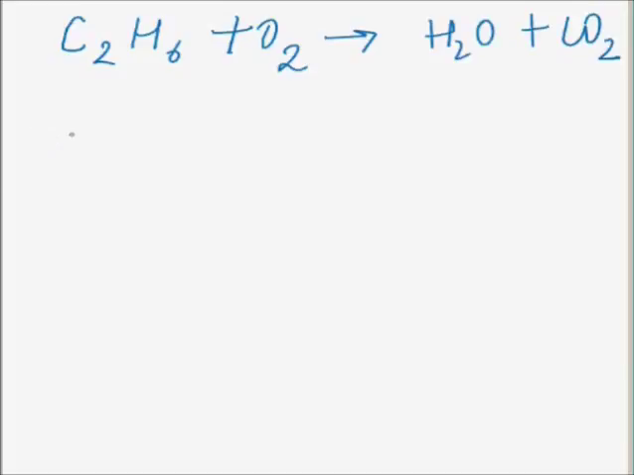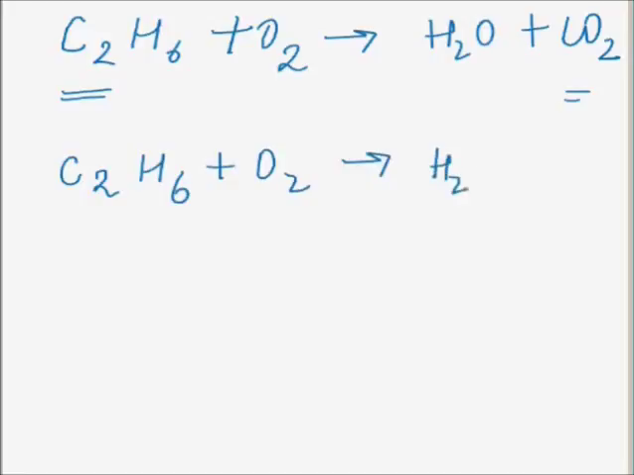So first we will balance the number of carbon atoms. Clearly we can see that there are 2 carbon atoms on the left hand side of the equation and only 1 carbon atom on the right hand side of the equation. So we have to multiply by 2 on the right hand side of the chemical equation. So our equation will become C2H6 plus O2, it will give H2O plus twice CO2. So the number of carbon atoms is balanced.